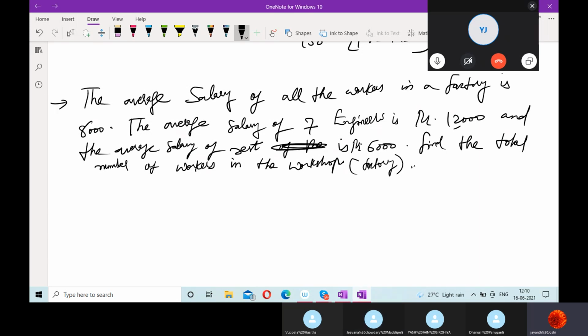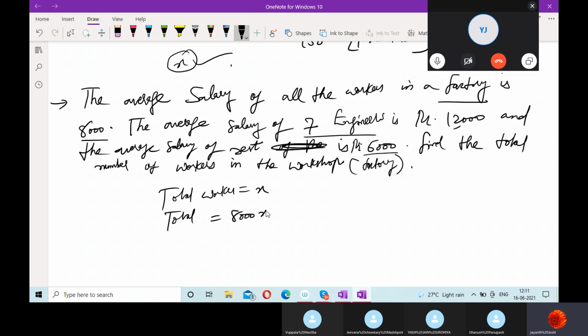See, the average salary of all workers in the factory is 8,000. The average salary of 7 engineers is 12,000 and the rest is 6,000. So the biggest problem you are facing here, if I am not wrong, is you don't know how many workers are there. So we'll take that as X, correct? So I'll take total workers equal to X. The total salary these workers are getting is 8,000X, correct?